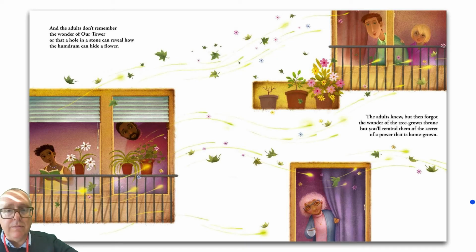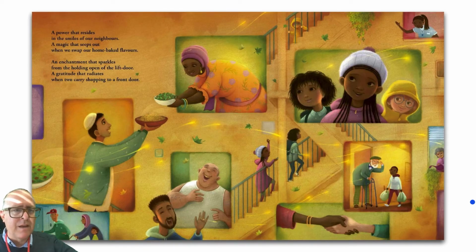The adults knew, but then forgot the wonder of the tree-grown throne, but you'll remind them of the secret of a power that is homegrown. A power that resides in the smiles of our neighbours, a magic that seeps out when we swap our home-baked flavours, an enchantment that sparkles from the holding open of the lift door, a gratitude that radiates when two carry shopping to the front door.